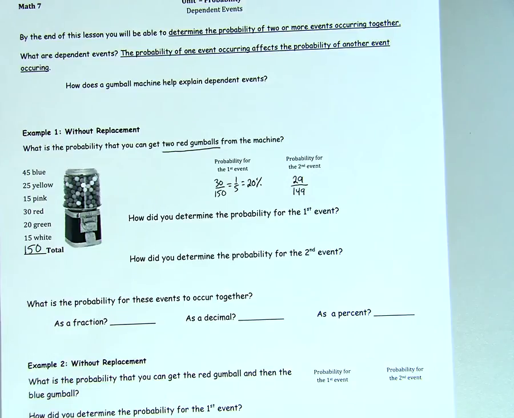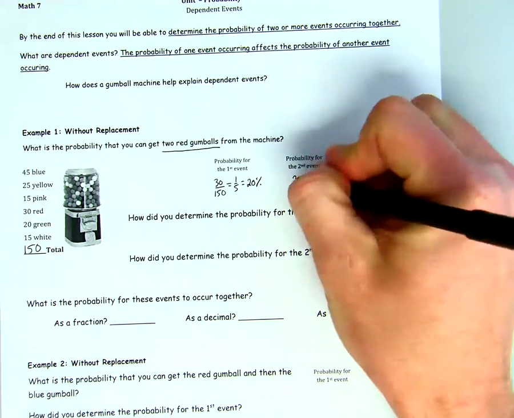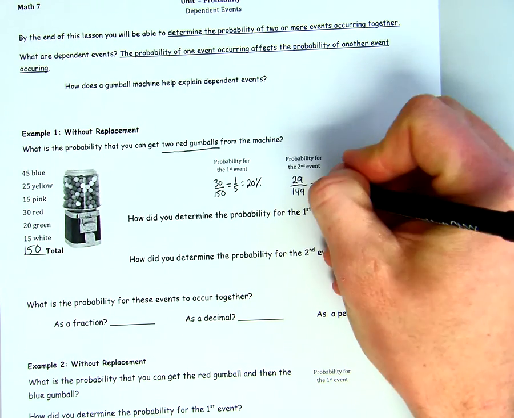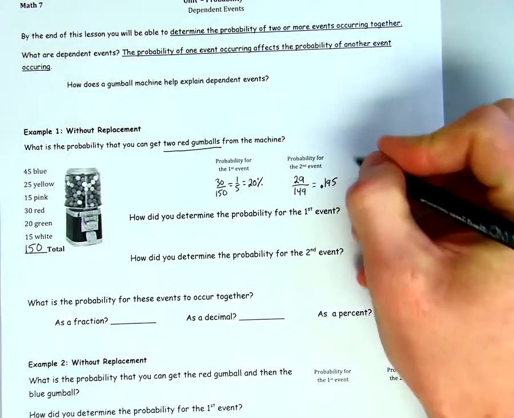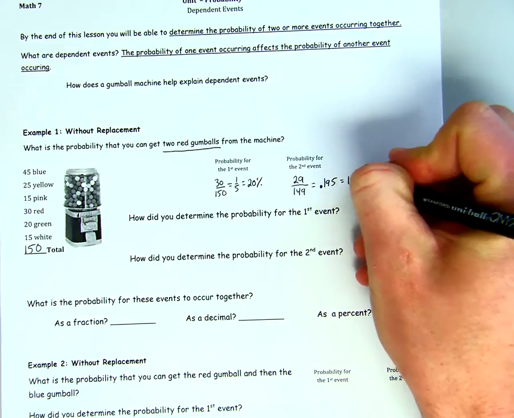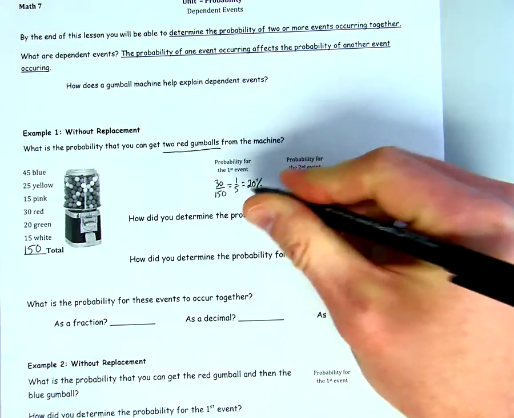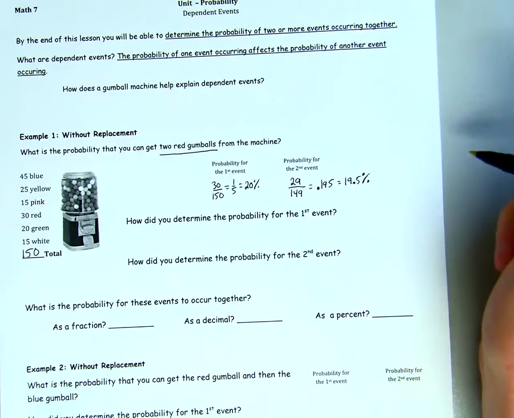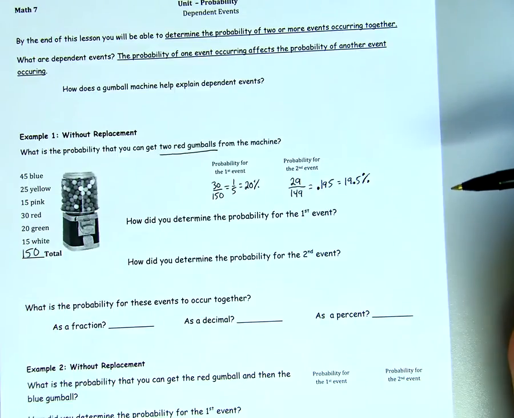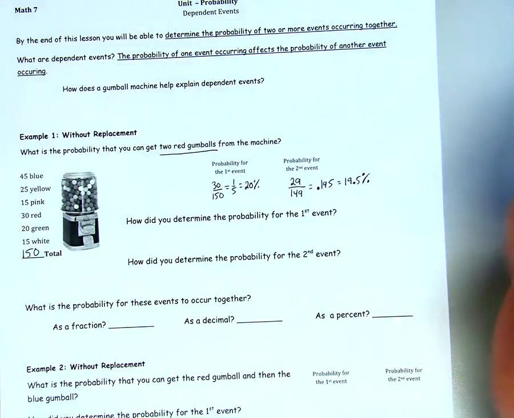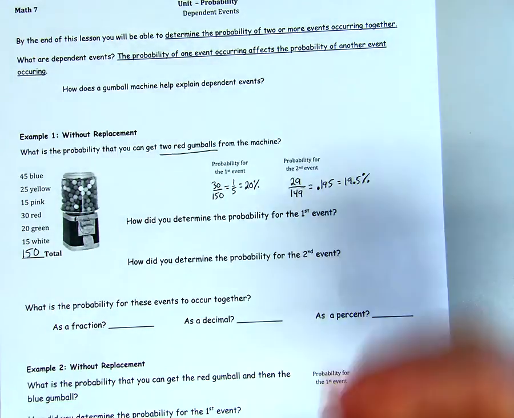And my other one, I'm going to plug into my calculator. 29 divided by 149 is going to equal a probability of 0.195 rounded, which equals 19.5%. So you can see that my probabilities of picking a red gumball and a red gumball are different. Okay, I have less of a chance of picking the second one because there is one less to pick from.